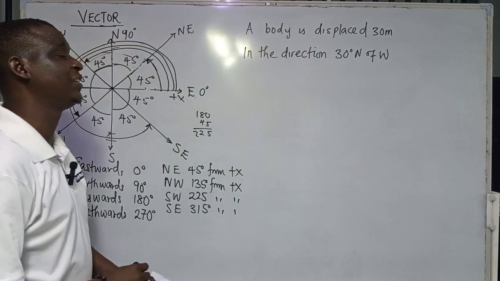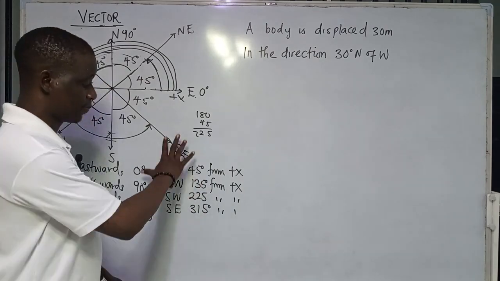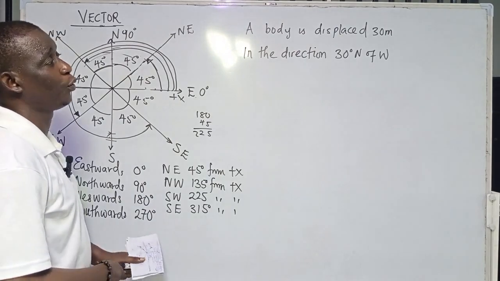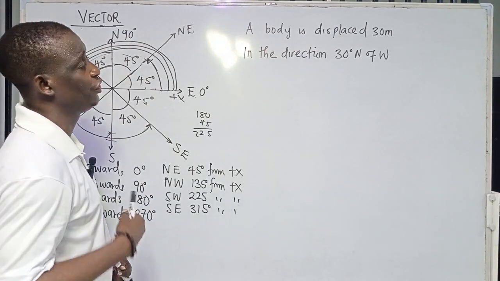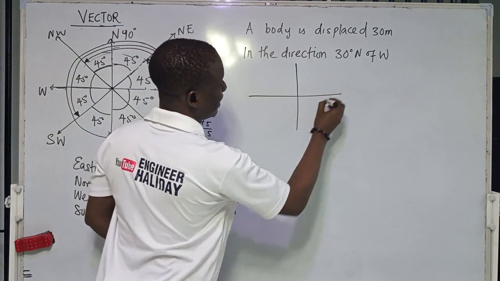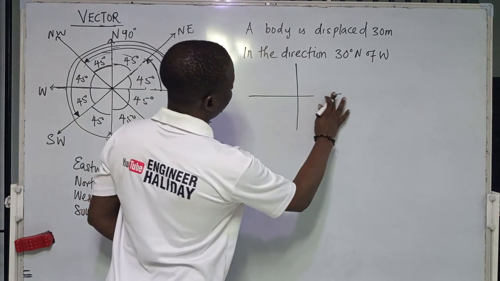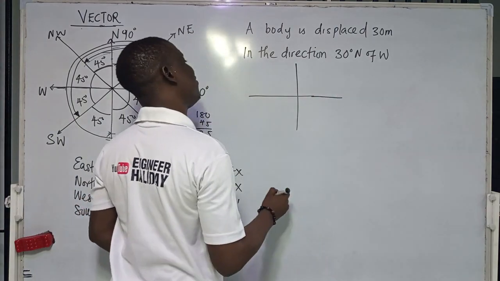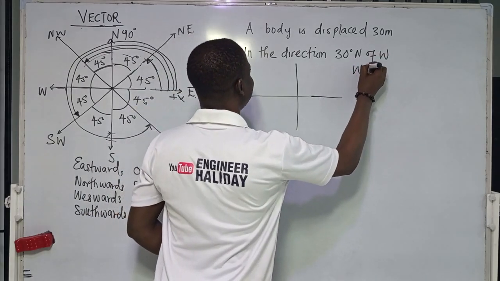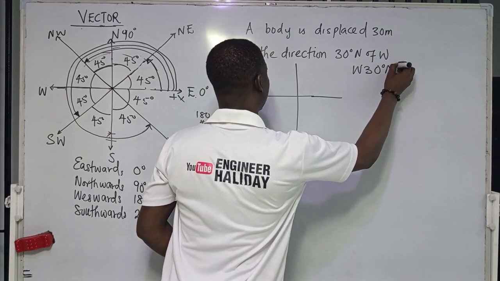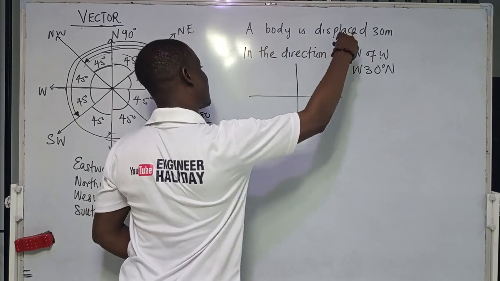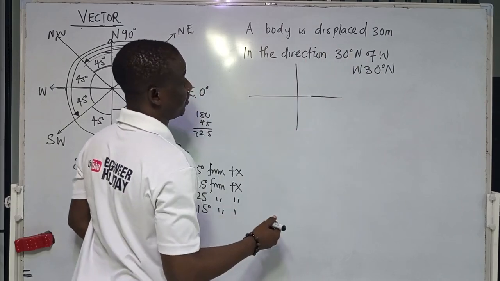How do we resolve it in polar form? I've explained this one, I'm coming back to it. What you just need to do is look at it here. 30 degrees north of west is the same thing as west 30 degrees north. Don't forget that I can remove the "of" and interchange, bringing the west forward. So that will give us this.